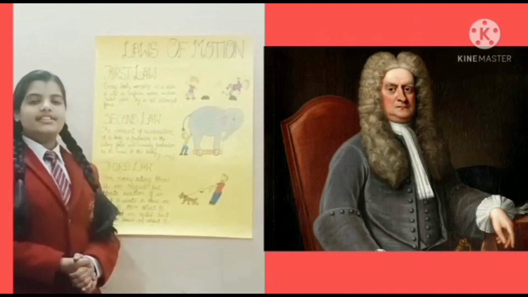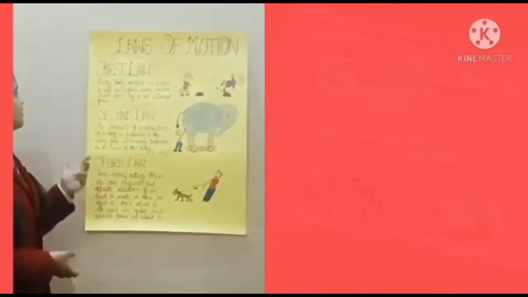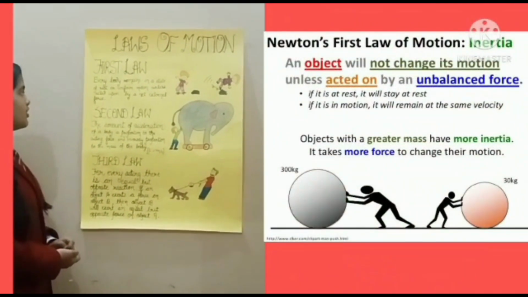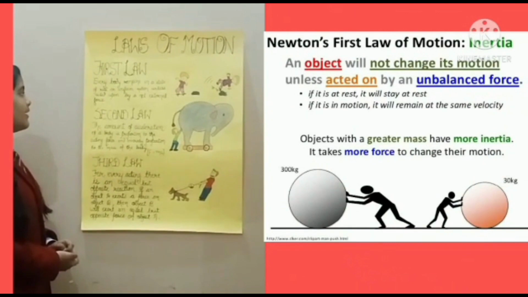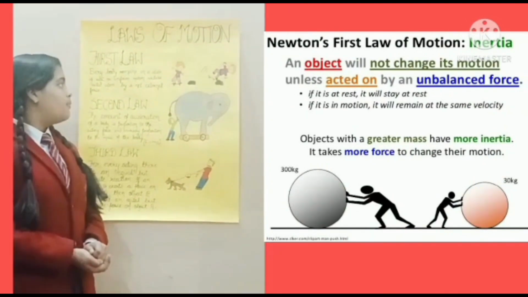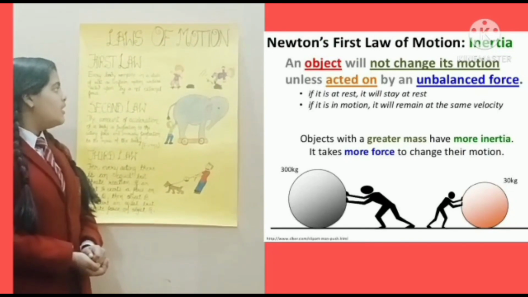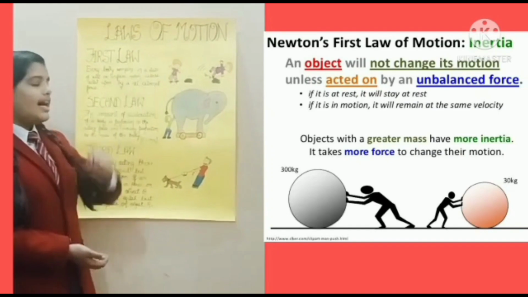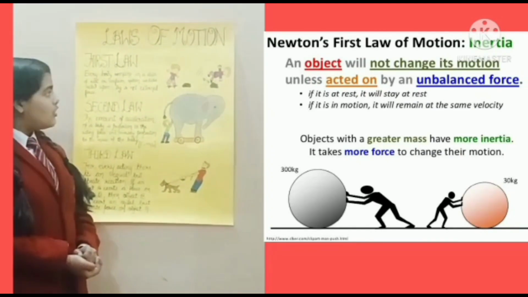Let us read the first law of motion. The first law says, every body remains in a state of rest or uniform motion unless acted upon by a net external force. So here in this figure you can see that a boy is moving in uniform motion and suddenly a net external force, that is the stone, comes in between and then he stops moving and falls over.